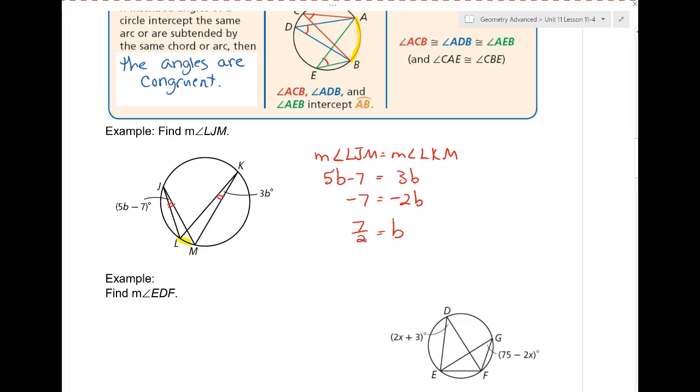Are we done? No, we got to plug it in, right? So we have the measure of angle LJM is going to be equal to 5 times 7 over 2 minus 7. So we have to get a common denominator, guys. We get 35 over 2 minus 14 over 2. Isn't that 21 over 2?